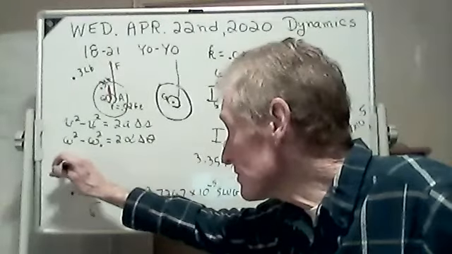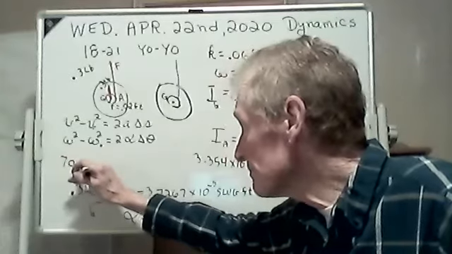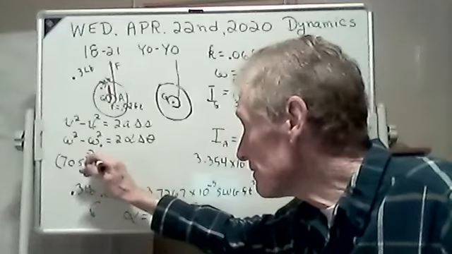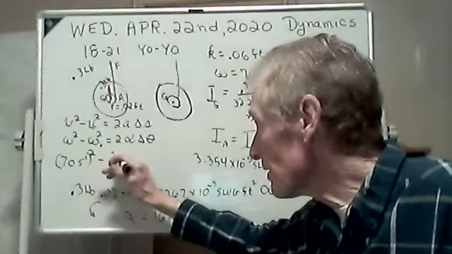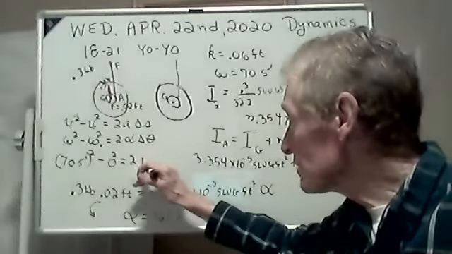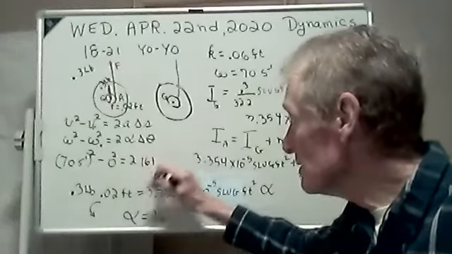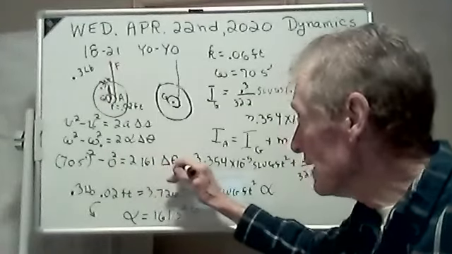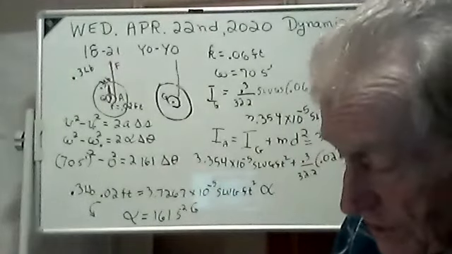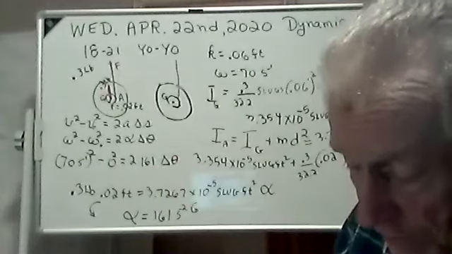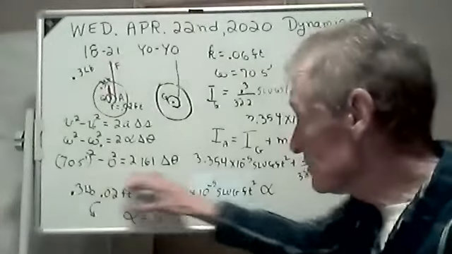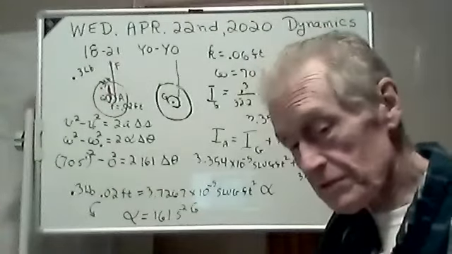And they gave us this. They said this is 70. And we're going to square that and subtract 0 squared, equals 2 times 161 times delta theta. Hey, we can get the angle that this thing turns, and once we get the angle, then we can find out how far it goes down. Okay, get your calculators and find.